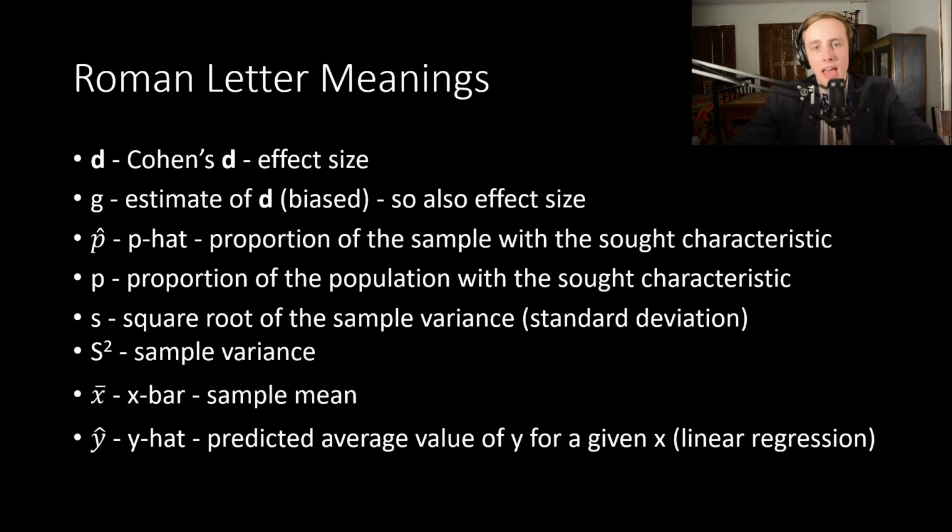And again, I've gone ahead and given you a brief description of what each of these is. So the bolded D is Cohen's D, the effect size. G is an estimate of Cohen's D, so it's also effect size. The only real difference is that we don't use the exact same information to calculate it, and it's a biased estimator of D, meaning it's not quite where Cohen's D would be, but it's close, and in some cases is close enough for our purposes.